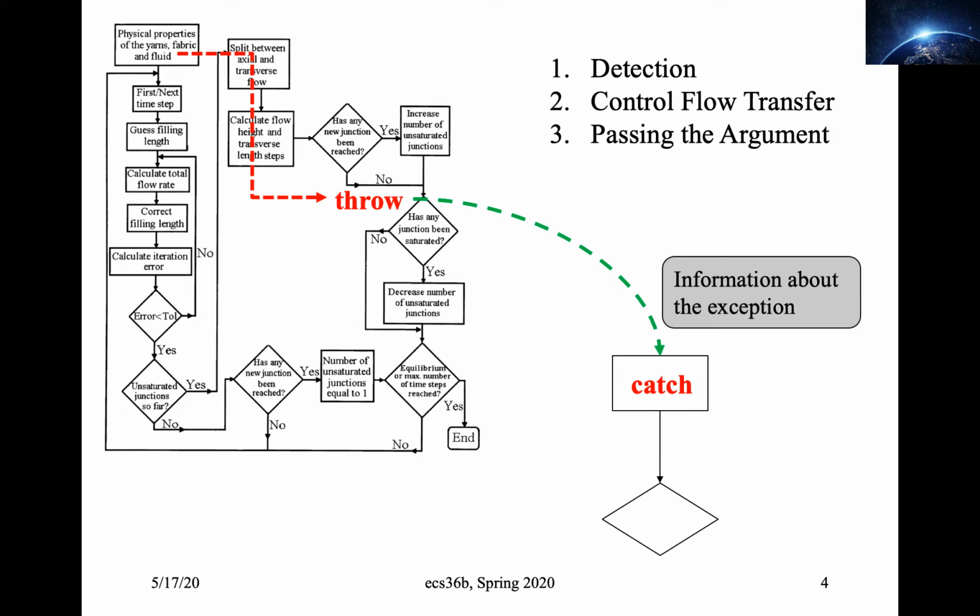Okay, the second thing we are going to talk about is control flow transfer. It means how do you transfer your control flow, meaning the execution of your program, from the left side to the right side? When do you do that? And more important, how do you transfer back?